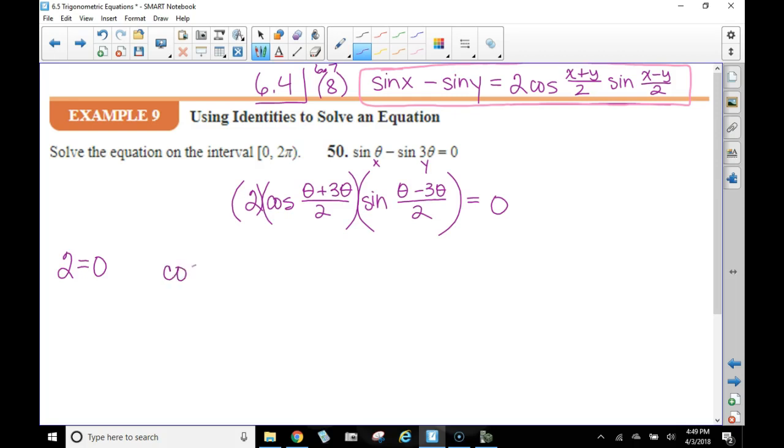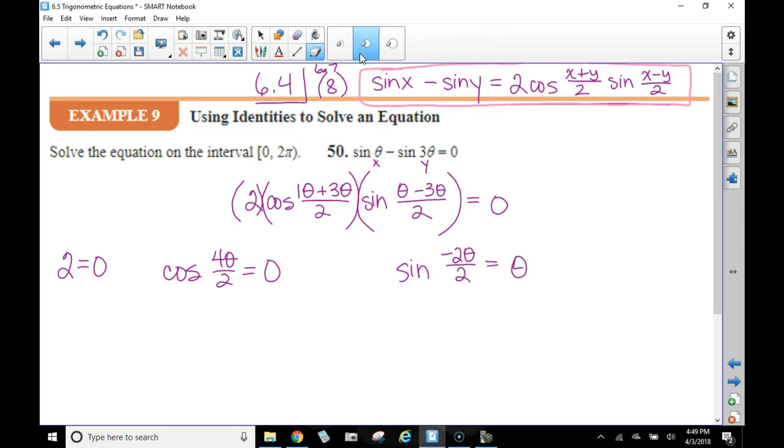And then the cosine of, let's go ahead and say theta plus 3 theta is 4 theta over 2. Don't forget to set that factor equal to 0. And then we'll set the third factor. Sine of theta minus 3 theta is negative 2 theta over 2. Set it equal to 0, not theta, goodness gracious. Set it equal to 0 as well. So set each of those factors equal to 0, and then we'll concentrate on solving those equations.